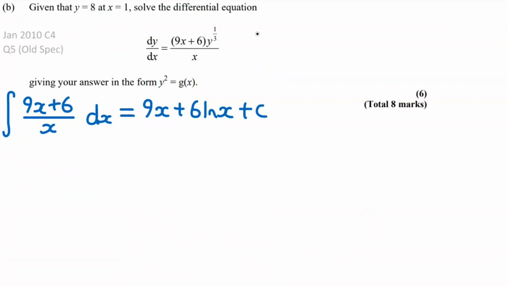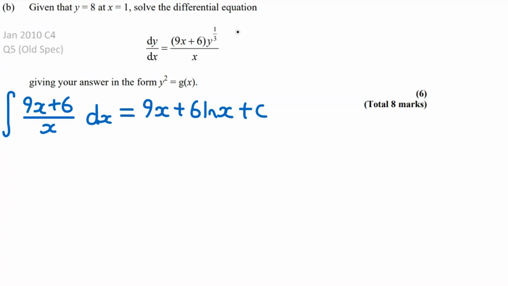Okay, and then for part B, we're told that given that y is equal to a at x is equal to 1, we need to solve this differential equation here, and we need to give our answer in the form y squared is equal to g of x, so y squared is equal to a function of x. Now again, we're given this information here to figure out a particular solution, so we don't need to worry about this at the start. What we first need to do is solve this differential equation here.